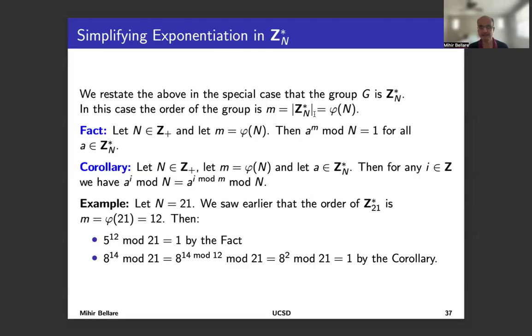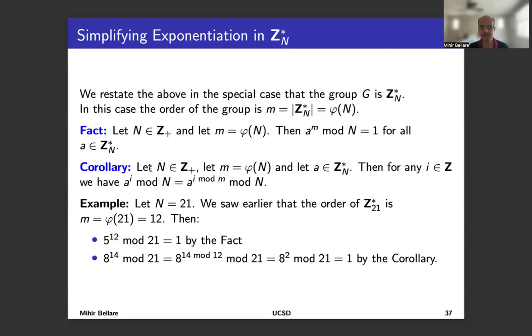In that case, that identity element is just the integer 1. And that fact looks like this. It says if n is any integer and m is phi of n, which is the order of Zn star, then raising a to the power m and taking it mod n will give you back 1. Now with a equal 5 and m equal 12, we apply that and it'll tell us we should get back 1.